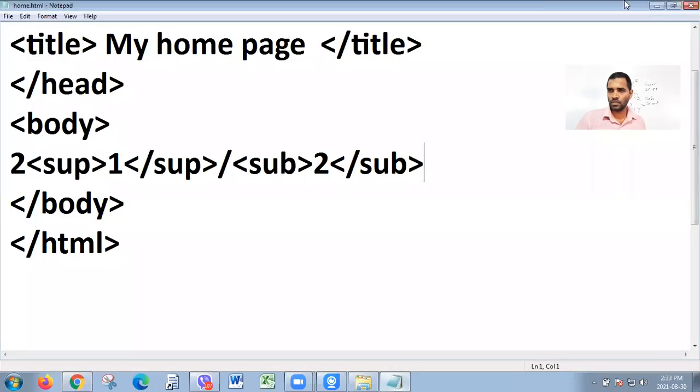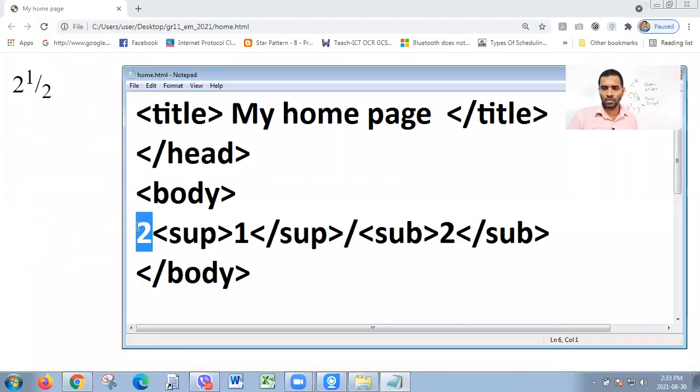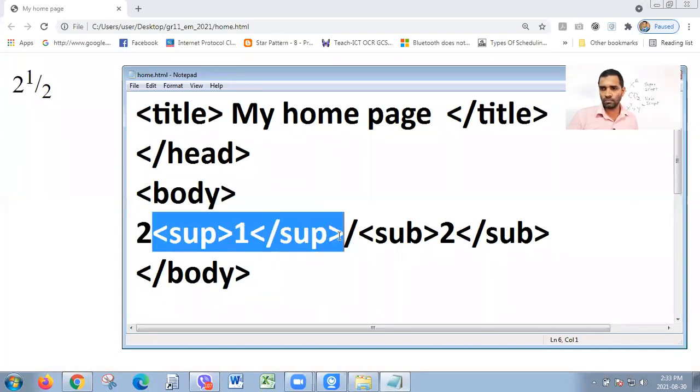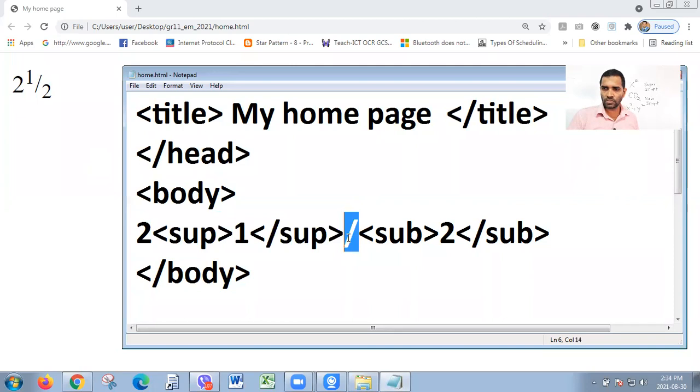Right now, look, you can see that. Have a look at the output. 2 is in the normal position. Then look at the 1. It goes a little above because of this coding, SUP 1 SUP. But again, look at the next one, slash. The slash is in the normal position because it doesn't have any tag in front.